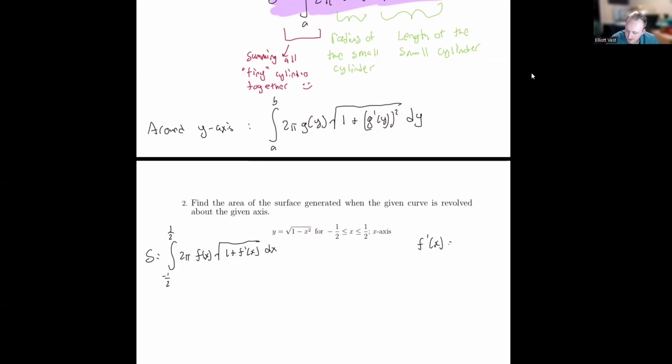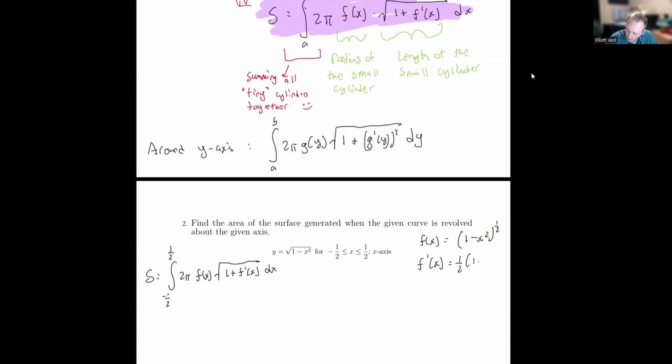F prime of x: if f of x is equal to the square root of 1 minus x squared, let's get rid of the square root and put it as a 1/2 power. This helps me out, at least. F prime of x, taking the derivative, now it's a chain rule problem. Remember chain rule from last semester? We're going to pull this 1/2 down, get 1/2 times 1 minus x squared to the -1/2 power, times the derivative of the inside, so -2x.